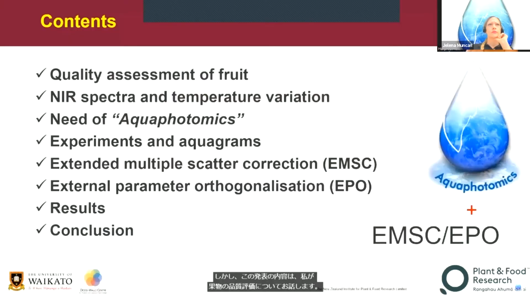So the content of this presentation is I'll talk about the quality assessment of fruit, NIR spectra and temperature variation in case of fruit spectrum, need of aquaphotomics, experiments in aquagrams. The main two techniques which I have talked about in this paper are extended multiple scatter correction and external parameter orthogonalisation, some results and conclusion.